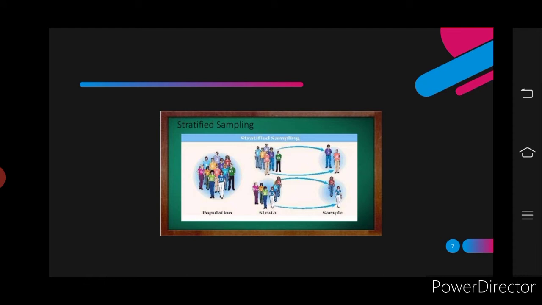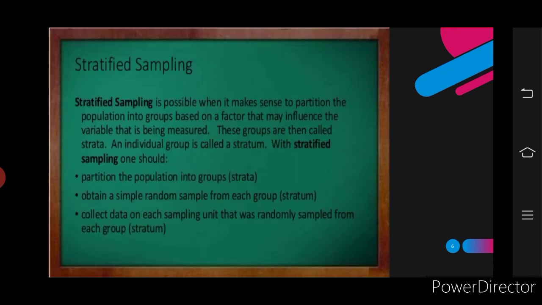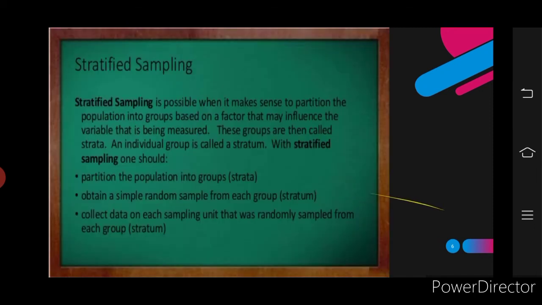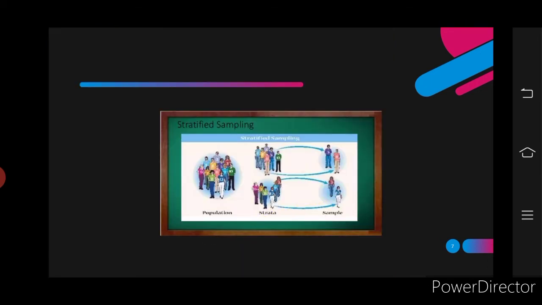So if we group them, that we call the strata. When we group them, we call it strata. When we obtain a random sample, like in this example, we get two from each group, or stratum. So that is stratified sampling.